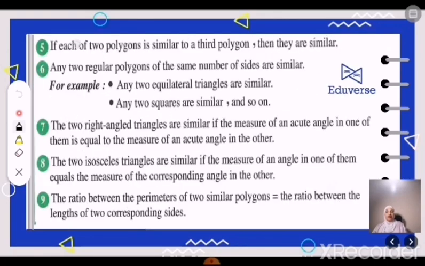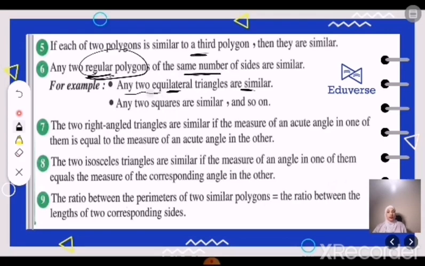If each of two polygons is similar to a third, they are similar. For regular polygons, the word regular means all the sides are equal in length and all the angles also are equal in measure. So any two equilateral triangles are similar. Any two regular polygons with the same number of sides are similar.